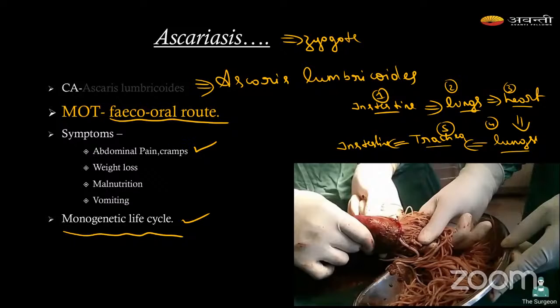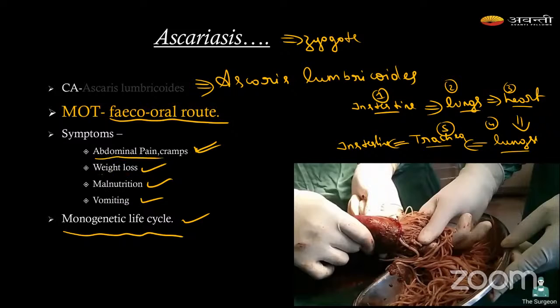So what are the things? It is taking the nutrition from that person. That person is lacking nutrition, right? So it is going to cause abdominal cramps, abdominal pain and weight loss. Obviously, he is eating, but it is taken by this Ascaris lumbricoides. Then malnutrition, again the same, and vomiting. Sometimes through the vomit and through the nose also, this Ascaris lumbricoides zygote is going to be removed.